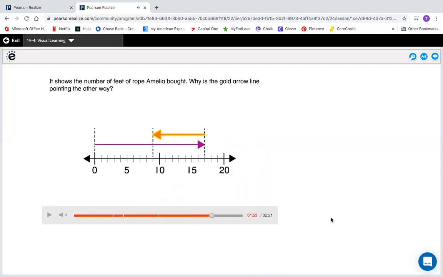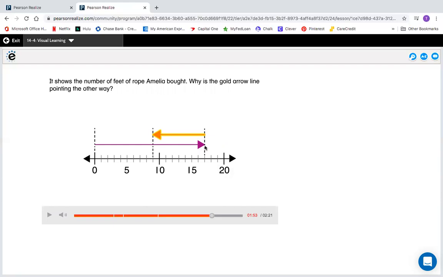So for subtracting, I really like this strategy to use the number line for adding and subtracting length, because it says that she bought 17 feet of rope, right? So my first arrow is going to show the 17 feet of rope that she bought. So I'm going to draw from 0 to 17, and that shows me the 17 feet of rope that she bought. Now it says she cut off some of that rope.